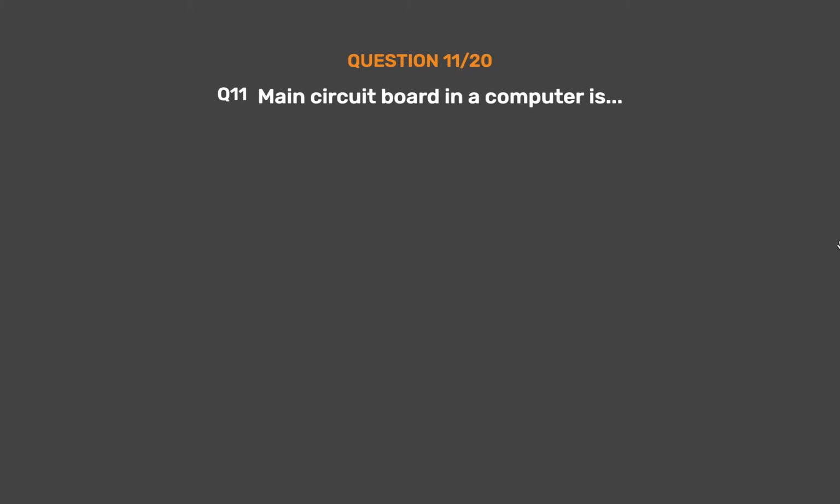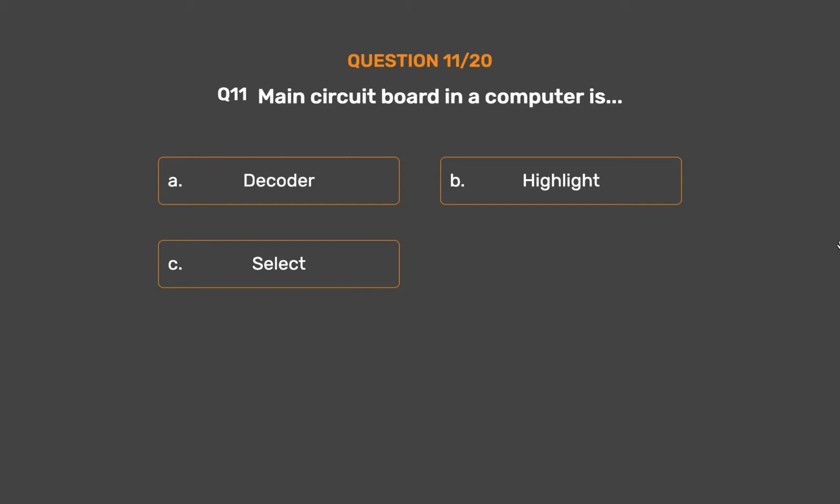Question number 11. Main circuit board in a computer is: Option A, decoder. Option B, highlight. Option C, select. Option D, motherboard.